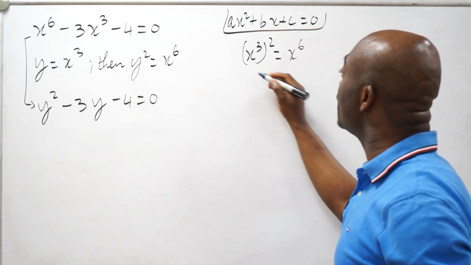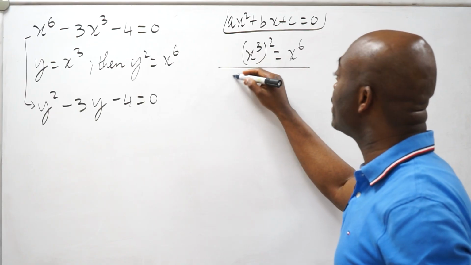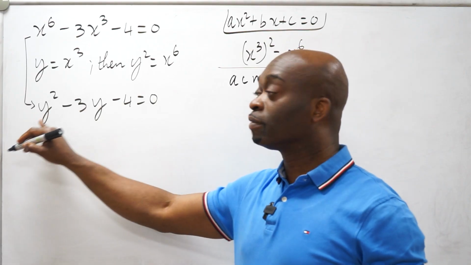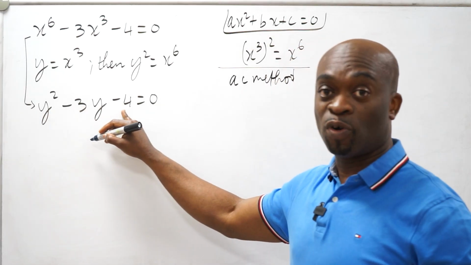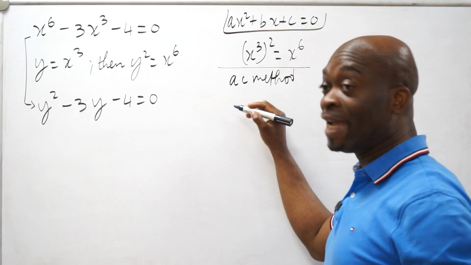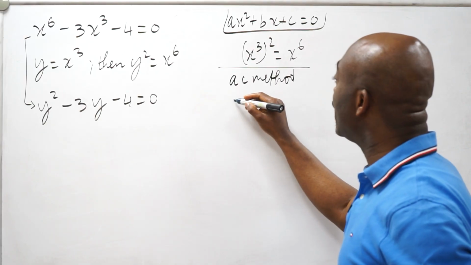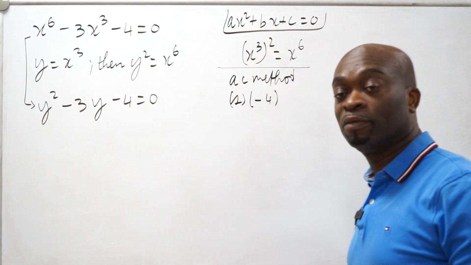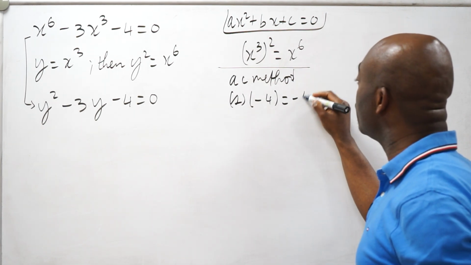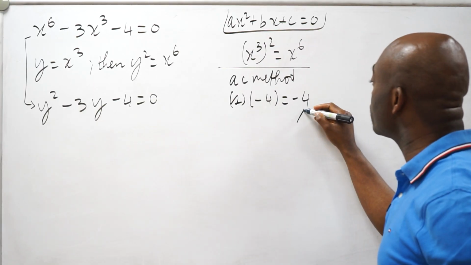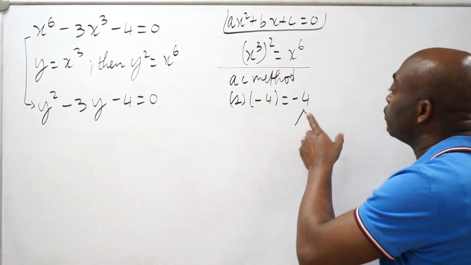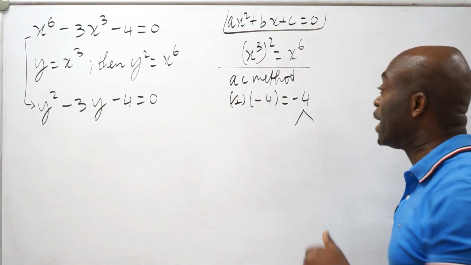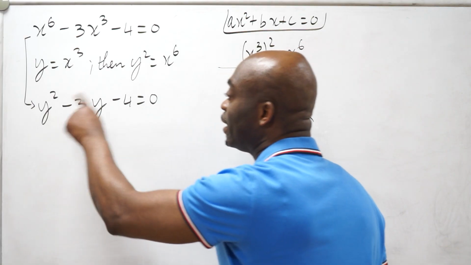So in this case, let's say we want to use the AC method. The AC method says A is 1, B is -3, C is -4. So what we're going to do is take the A and the C and multiply them together. The A in this case is 1, so it's 1 times C, which is -4. 1 times -4 we know is -4. So we're looking for two numbers: when you multiply them, you get -4, but when you add them up, you get -3.